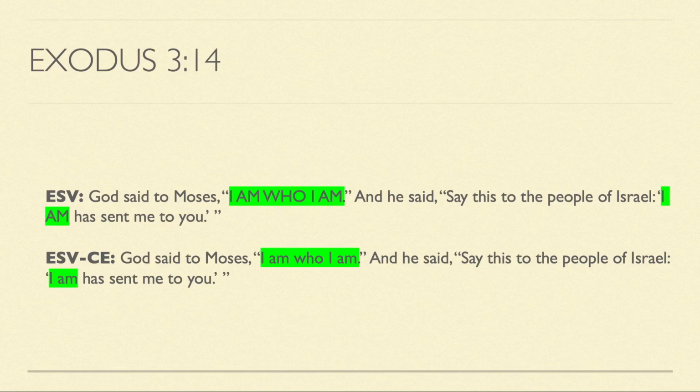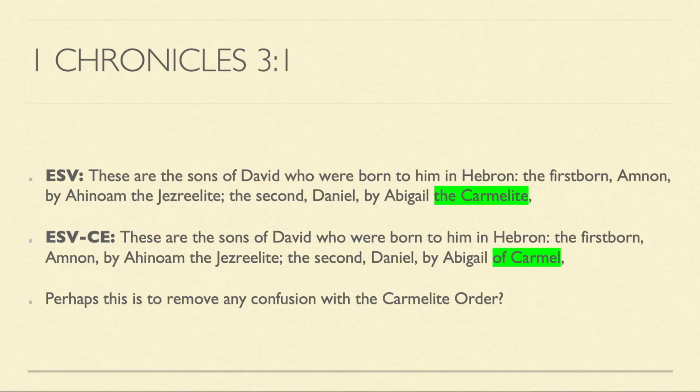In Exodus 3:14, where God says his name to Moses, I am who I am, it is in capitals in the ESV, whereas in the CE, it's now in normal case. In 1 Chronicles 3:1, Abigail is described as a Carmelite in the ESV, whereas in the CE, she is Abigail of Carmel. I wondered if this is perhaps to remove any confusion with the Carmelite order.